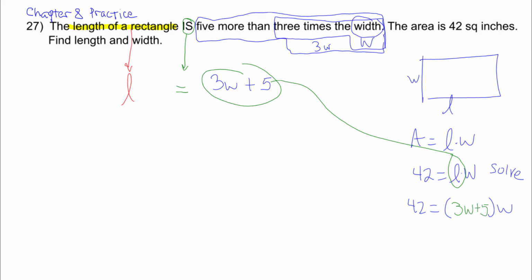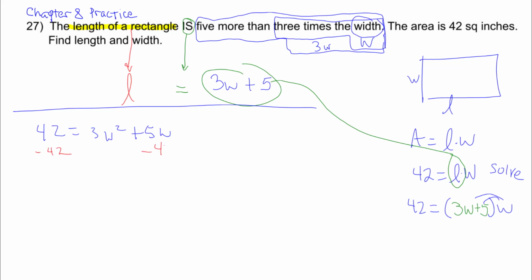This is much better. I have an equation. It only has one variable, and that's something I can solve. Here we go. Let's solve that. First thing I'm going to do is get rid of the parentheses. 42 equals 3W squared plus 5W. Now, what do you need before you can solve any second power equation? You need it equal 0. So I'm going to subtract the 42 on both sides.